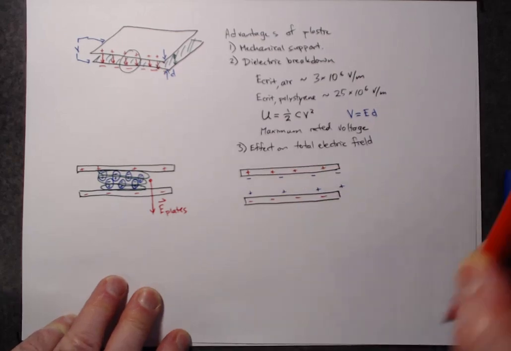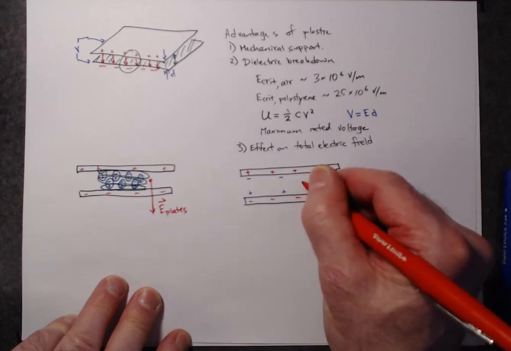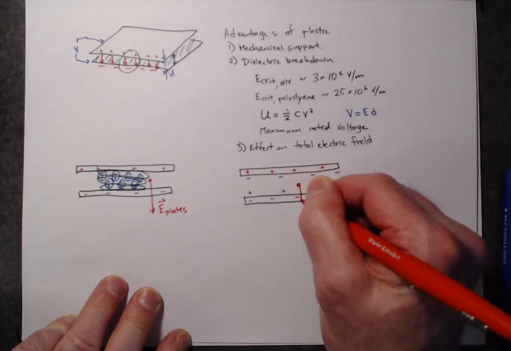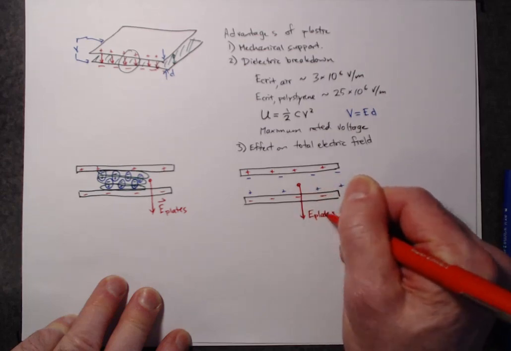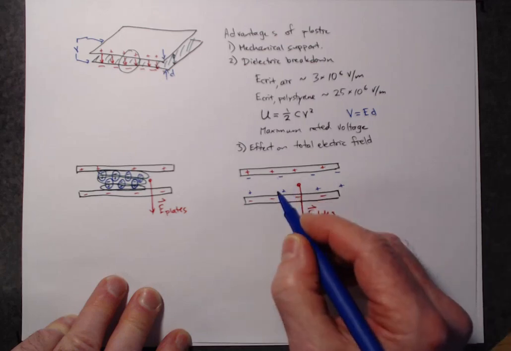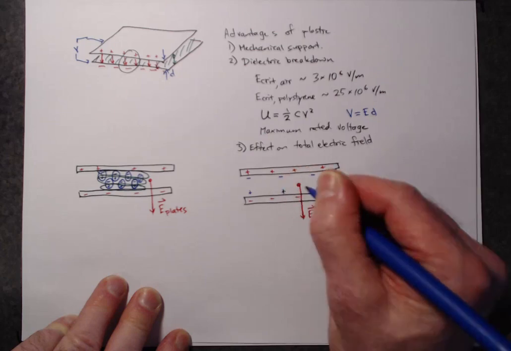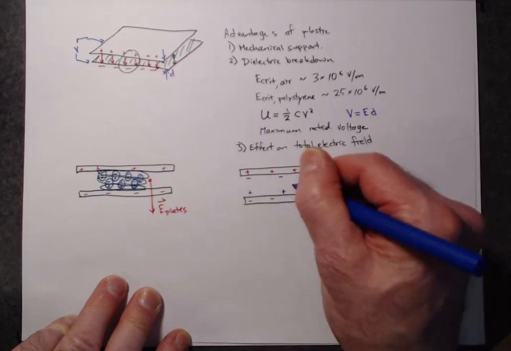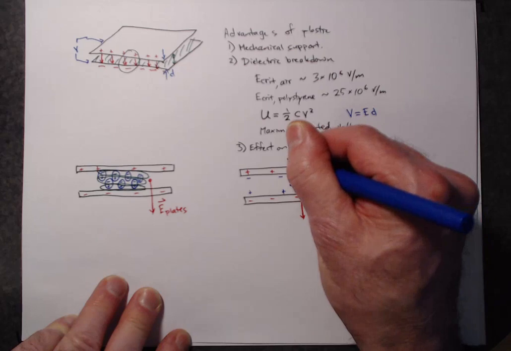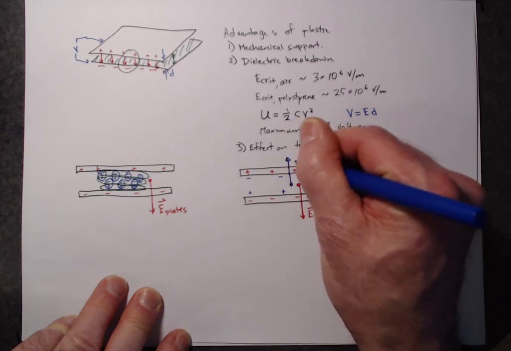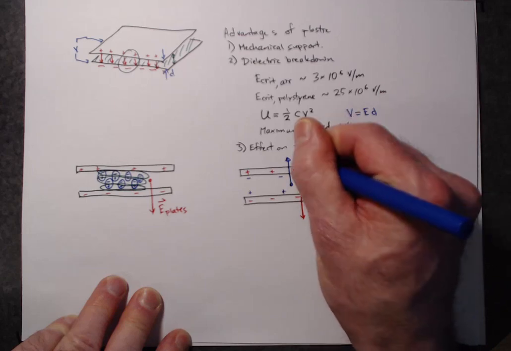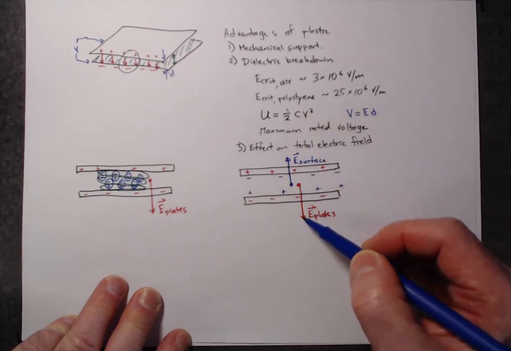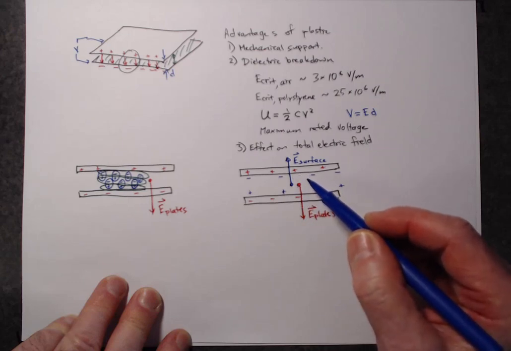Let's think about what happens to the total electric field. So I have the electric field due to the plates. It's going to point like this. But now I also have an electric field due to the surface charges of the plastic. And now I've got the positives on the bottom instead of being on the top. So the electric field due to those surface charges is going to point upward. E surface points upward. It's not quite as big as E plates, but it's pretty close.